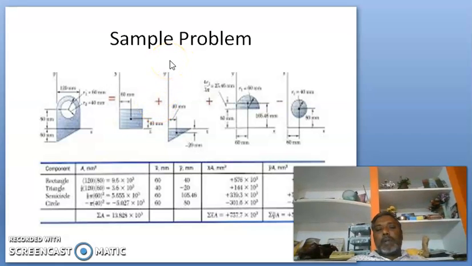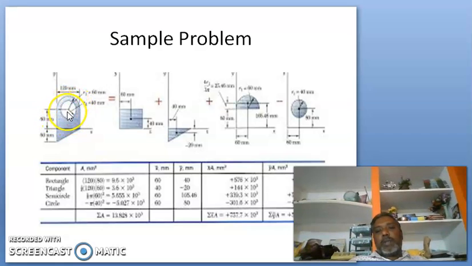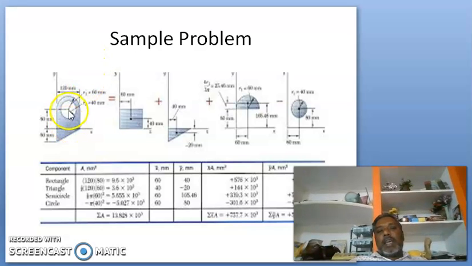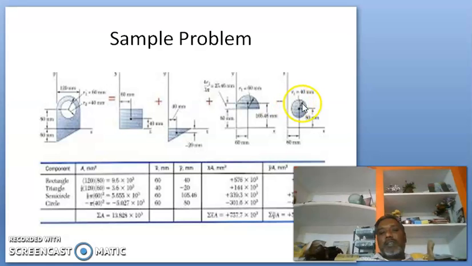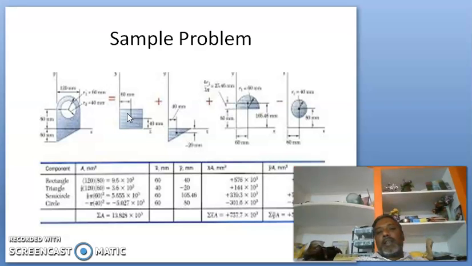So here we have a sample problem where we find the centroid for a composite area. There is a composite lamina, with one triangle here, one rectangular portion here, one semicircular portion here, and one circular portion which is being cut off, which can be considered as a negative section which has to be subtracted. So for the area we have addition of a rectangle, triangle, semicircle and subtraction of a circle.